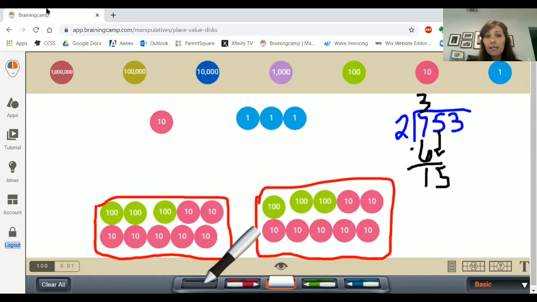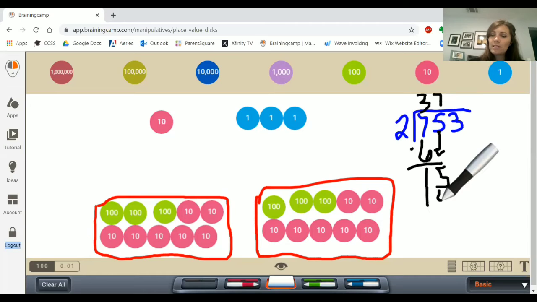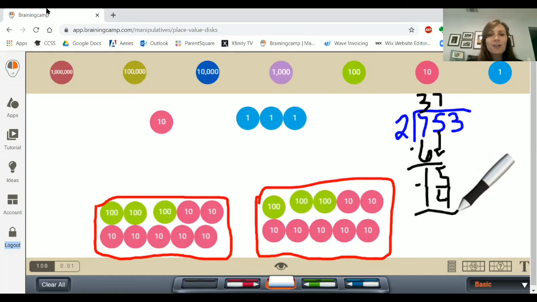So 2 goes into 15, count. 2, 4, 6, 8, 10, 12, 14, 7. Let's count our 10s to see what we got. 1, 2, 3, 4, 5, 6, 7. It's the same. So we do 7 up here. 7 times 2 is 14. And remember, we say 14 because it looks like 14, but it's actually 140. You can count those 10s to check me if you'd like. And 15 minus 14, or 150 minus 140 is 1, or 10. And look, we have a 10 left over.